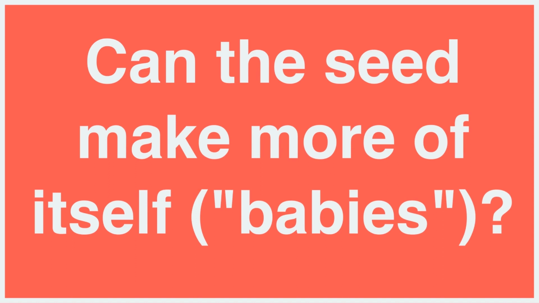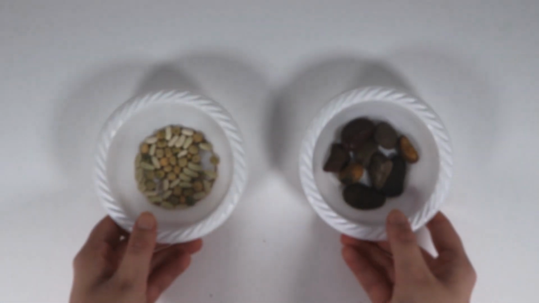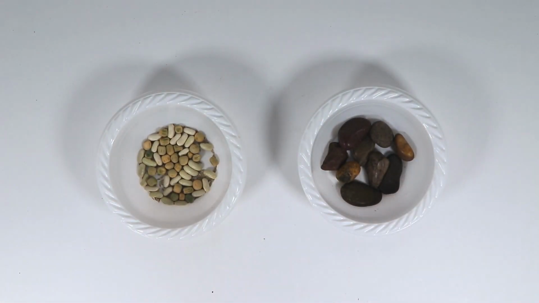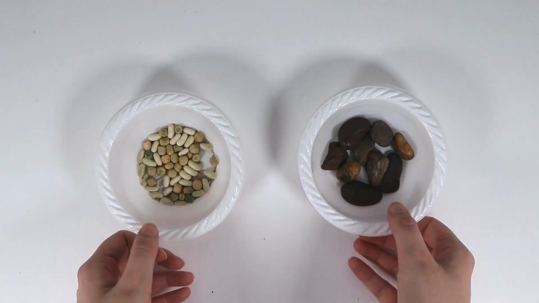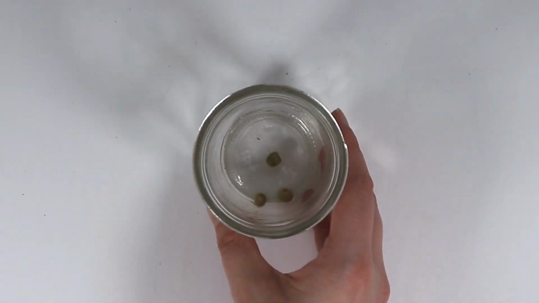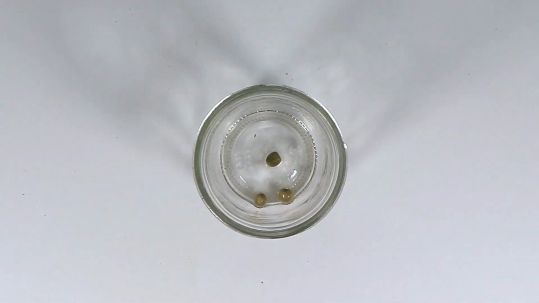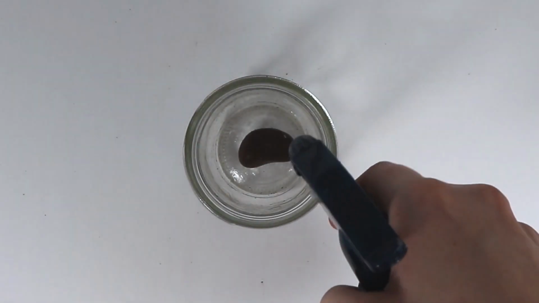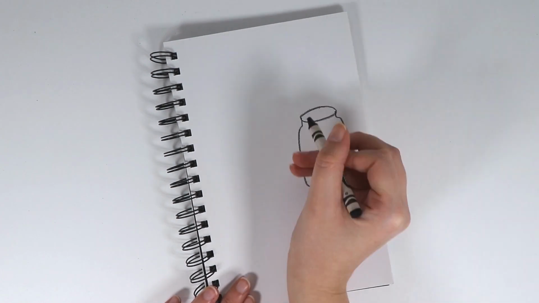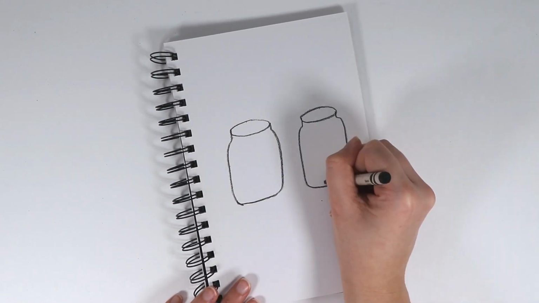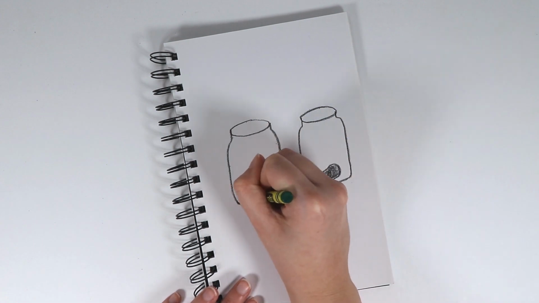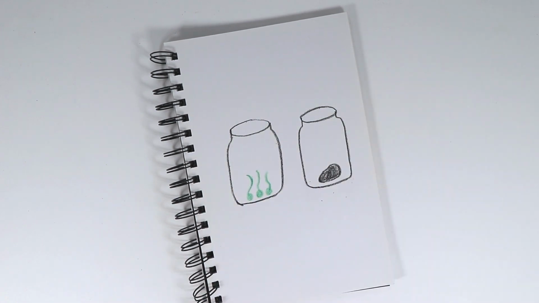such as, can the seed make more of itself or babies? Want to predict if something is living or non-living? Pass around 2 small boxes, one with seeds and the other with small rocks, and fill out the prediction panel. For the experiment, set up 3 jars containing 3 pea seeds and water. The other 3 jars contain a small rock and water. Over the next 1 to 2 days, have children draw the changes that they see in their science journals. At the end of the experiment, you are looking for growth from the pea seed.